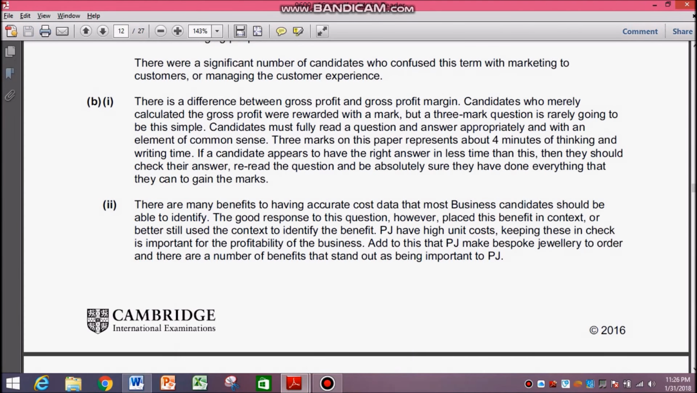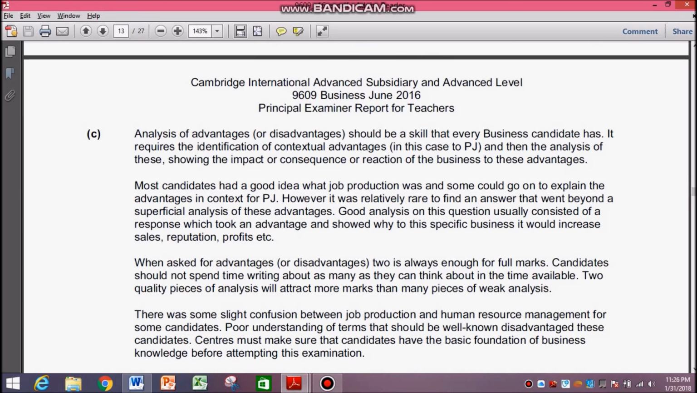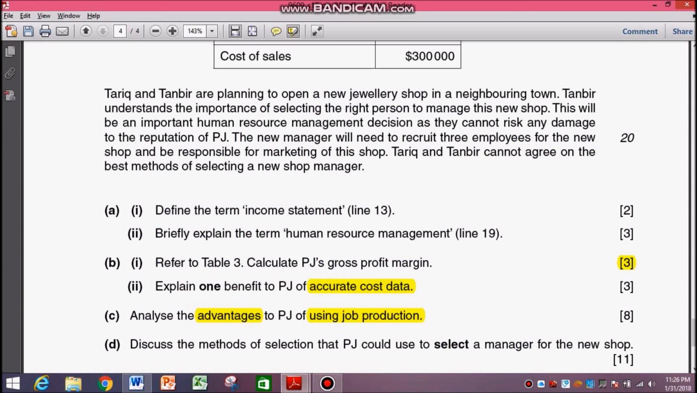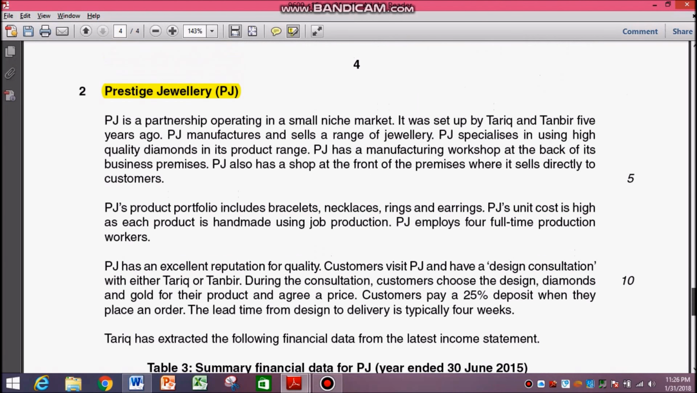The examiner always stresses this, that the candidates, whenever asked for advantages, 2 is always enough for full marks. Candidates should not spend time writing about as many as they can think about in the time available. 2 quality pieces of analysis will attract more marks than many pieces of weak analysis. Alright, coming back to the context, part B, part 2, explain one benefit to PJ of accurate cost data. Now let's read on with the case. We have to extract information of job production and accurate cost data benefits.